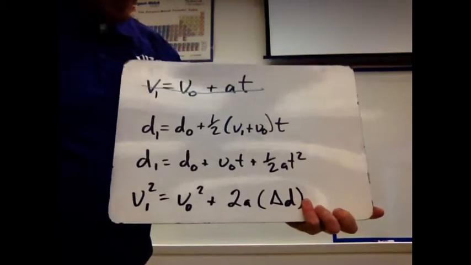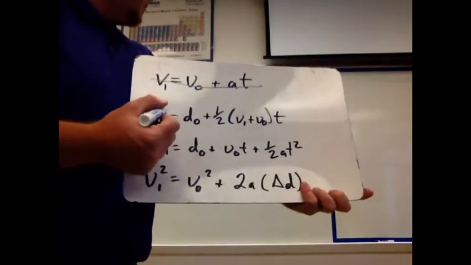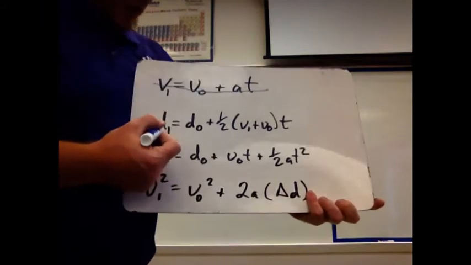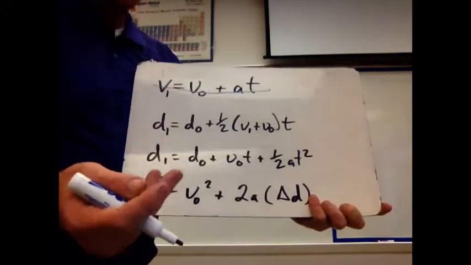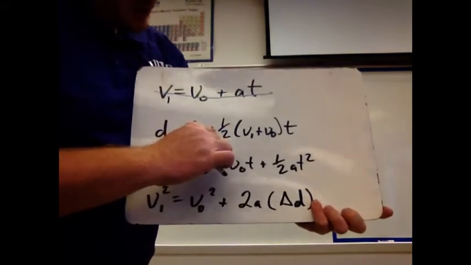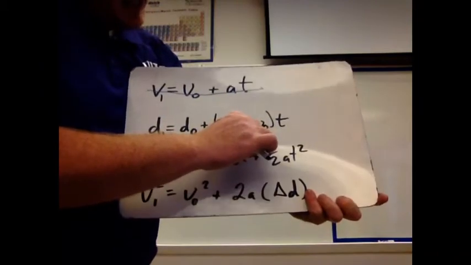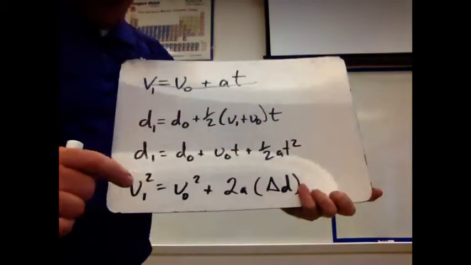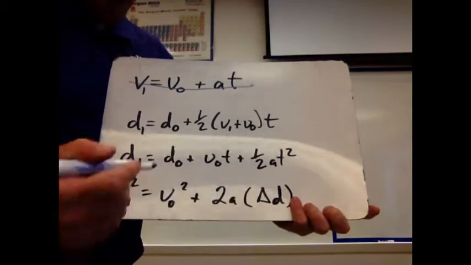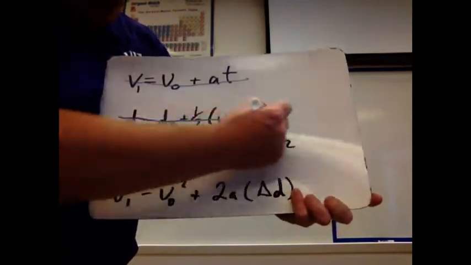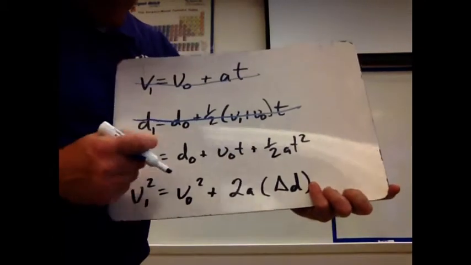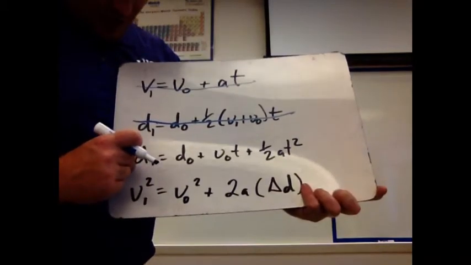The next one, a distance one. We know the distance because we went 22 meters, started at 0, so that one still works. But it has one half times the change in velocity. We don't know the change in velocity, and we don't know time. Two variables we don't know, so guess what? It doesn't work.